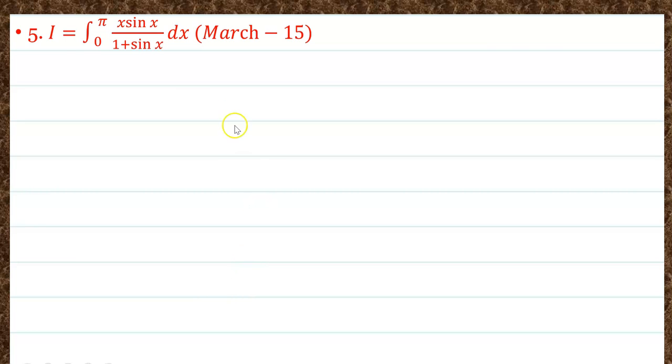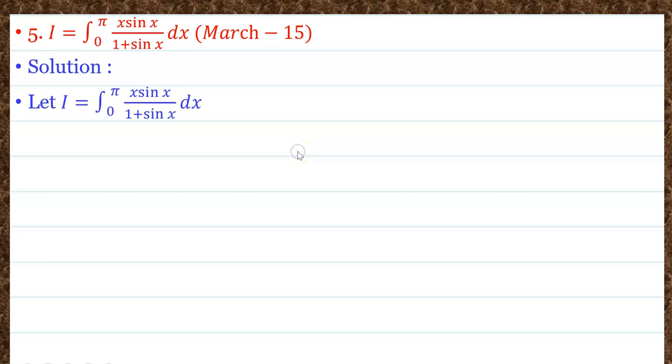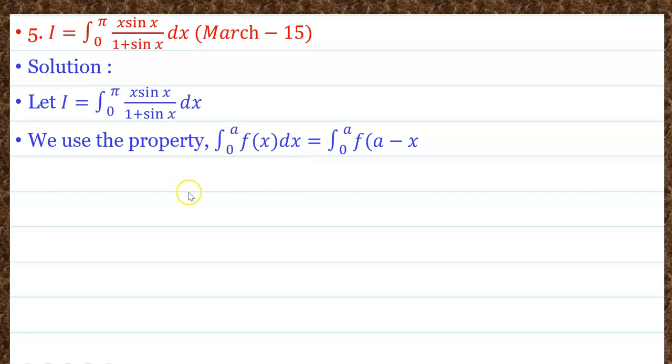Question number 5. I is equal to the integral from 0 to pi of x sin x upon 1 plus sin x dx. हा मार्च 15 ला विचारला गेलेला प्रश्न आहे. आता इथे आपण प्रॉपर्टी अप्लाय करणार. Use the property: integral 0 to a f of x dx is equal to integral 0 to a f of a minus x dx. नंबर ऑफ द टाइम्स प्रॅक्टिस केल्यानंतर आपल्याला समजते की ते प्रॉपर्टी अप्लाय करून आपण हे इंटिग्रल सॉल्व्ह करणार आहोत. प्रत्येकदा इंटिग्रेशनचं सम आल्यानंतर हाऊ टू सॉल्व्ह इट, हे प्रॅक्टिसनेच आपल्याला जमू शकतं.